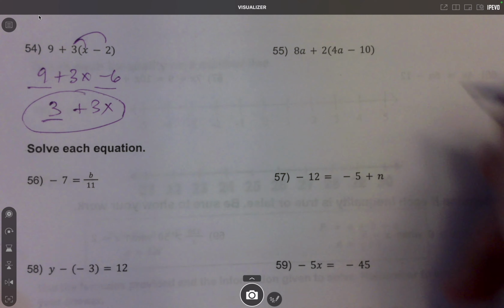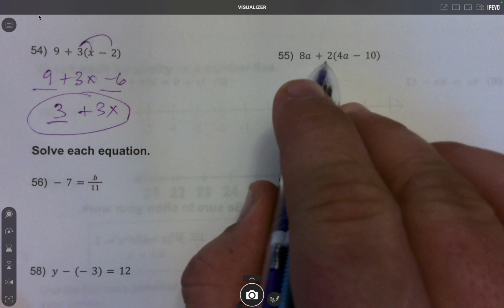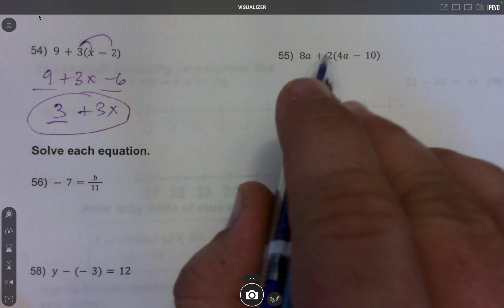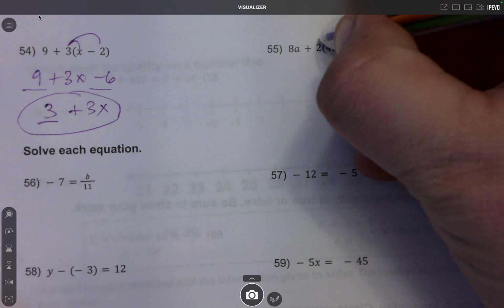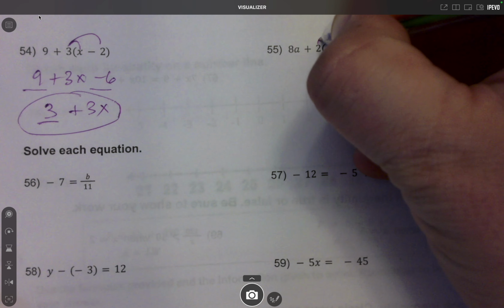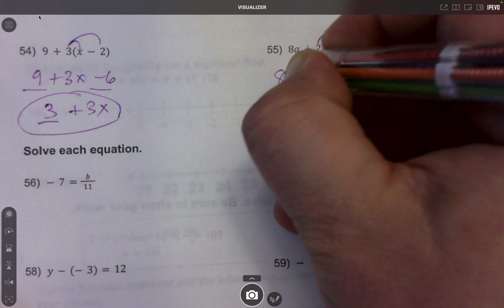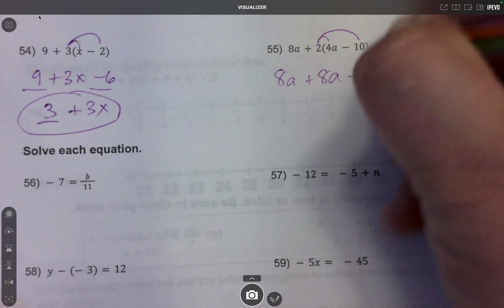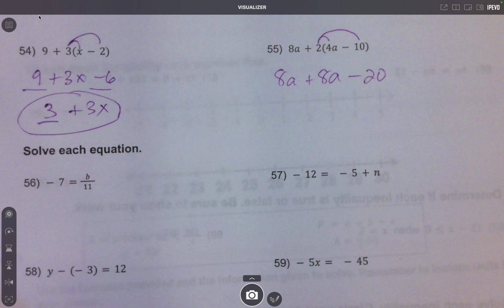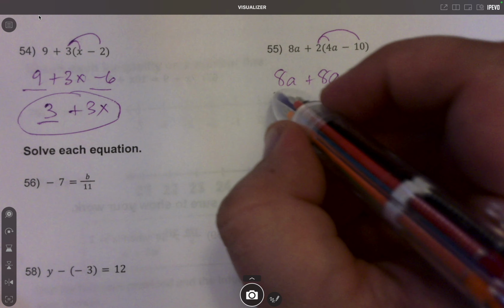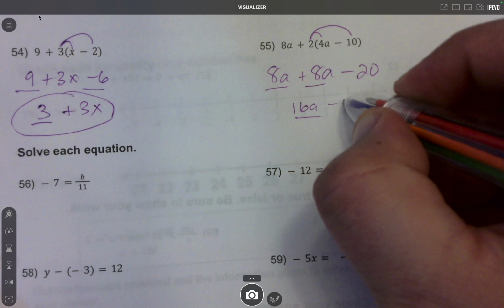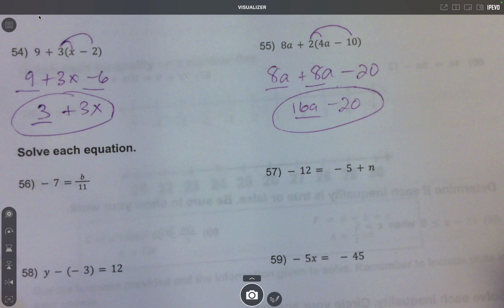55 will have the same process. Well, these aren't like terms anyway, but even if they were, we cannot combine 8a plus 2 first because addition doesn't come before multiplication, and distribution is a form of multiplication. So 2 times 4a is 8a, 2 times 10 is 20. So 8a plus 8a is 16a, and this has no like terms, so we just leave it just as it is, and write minus 20.